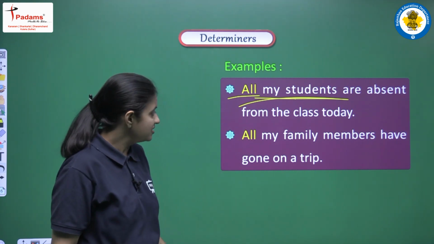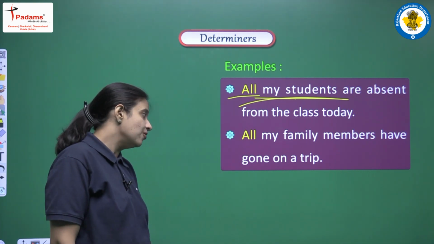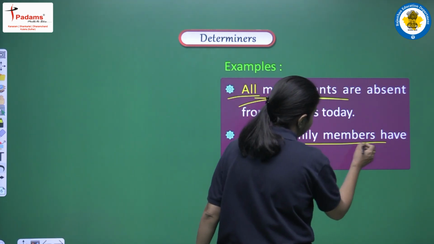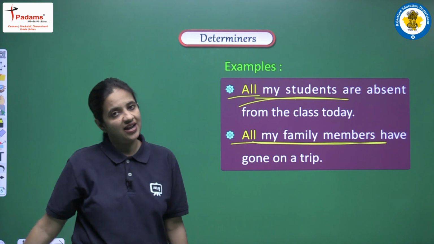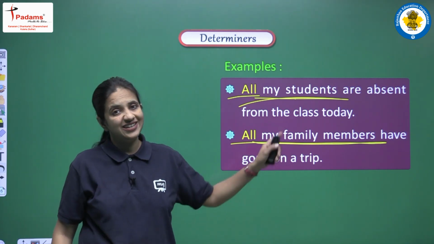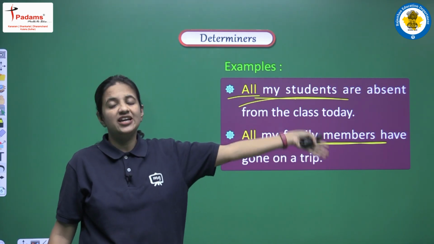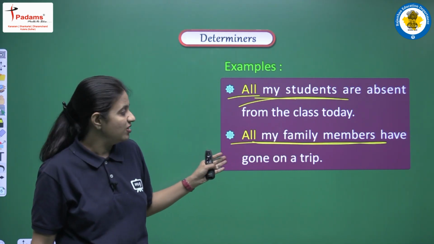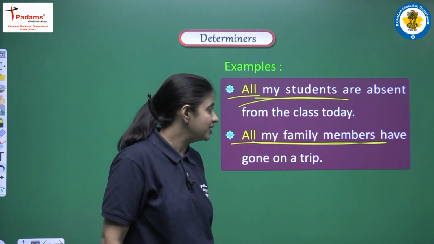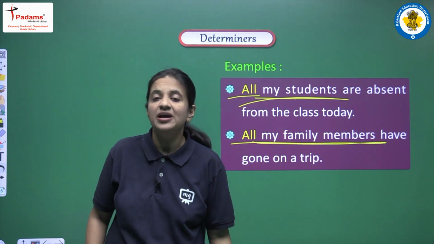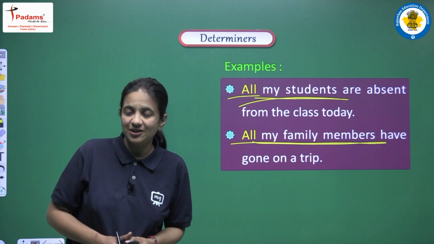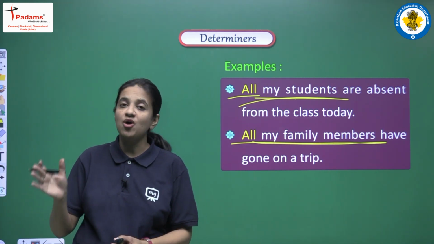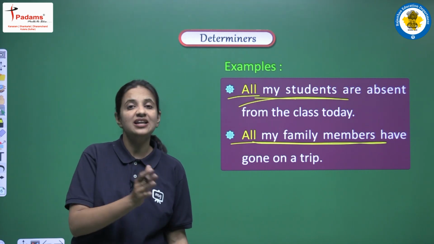One more example is: all my family members have gone on a trip. So here also we are having family members, a countable noun, and yes, we are having a plural form, okay. So in this manner we can use all as determiner, and the sentence will be: all my family members have gone on a trip. So this is the general use of this determiner, all. It is used for uncountable singular noun and countable plural noun.